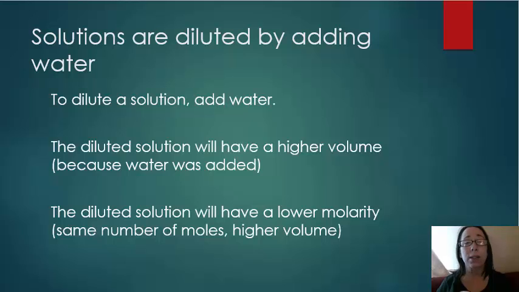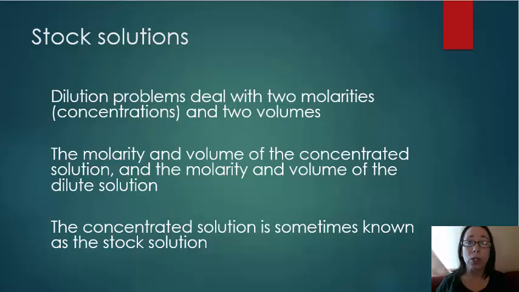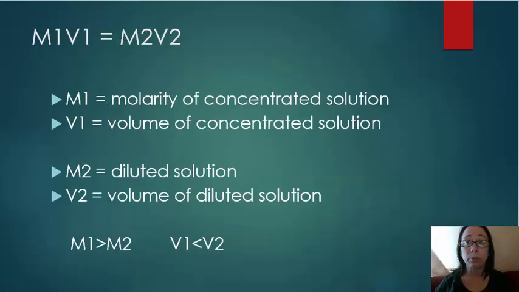The diluted solution has the same number of moles of solute as the concentrated solution, because all we've done is add water, but it has a lower molarity, moles per volume of solution, because we've added water. So dilution problems always deal with two molarities and two volumes. The molarity and volume of the concentrated solution that we start out with, and the molarity and volume of the dilute solution that we end up with. And the concentrated solution is sometimes known as the stock solution.